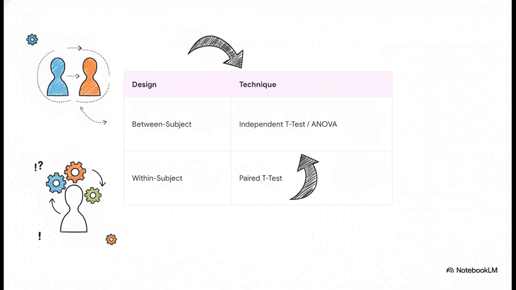If you chose a between-subject design like we saw with Person A and Person B in completely separate groups, you're going to use an independent t-test to compare those distinct groups, or an ANOVA if you have 3 or more groups. But if you went with a within-subject design where the exact same person experienced everything, you absolutely must use a paired t-test. Making the correct analytical choice right here is what ultimately solidifies your proof.